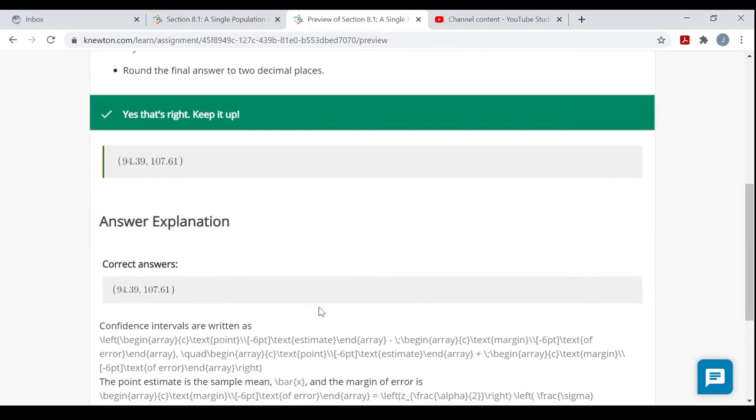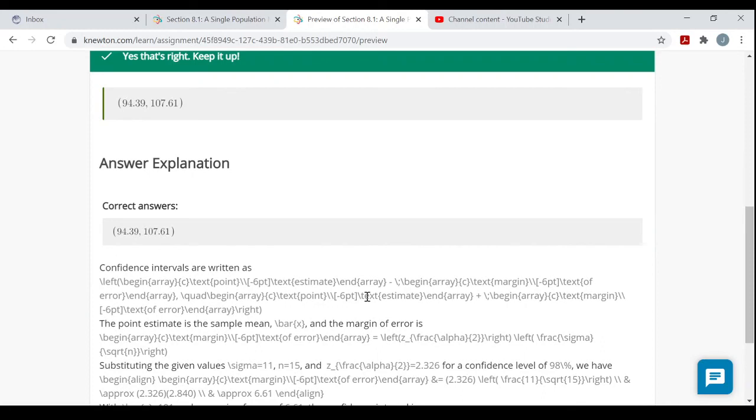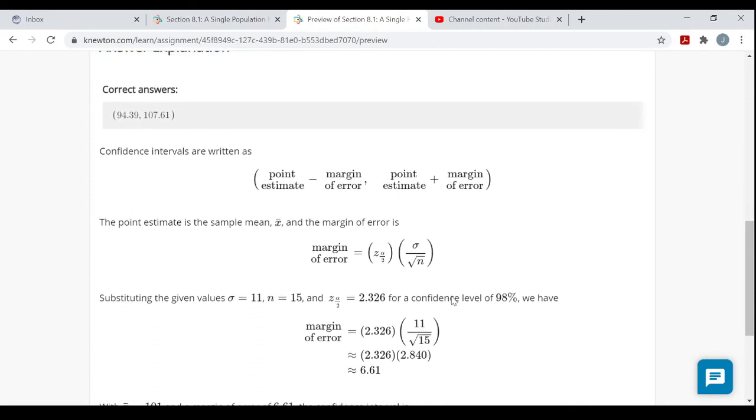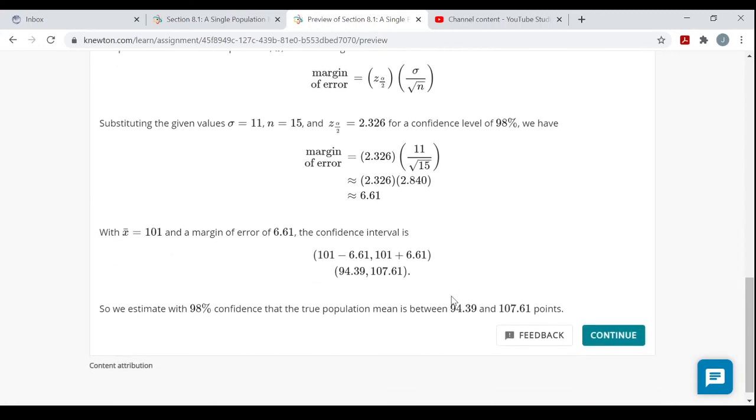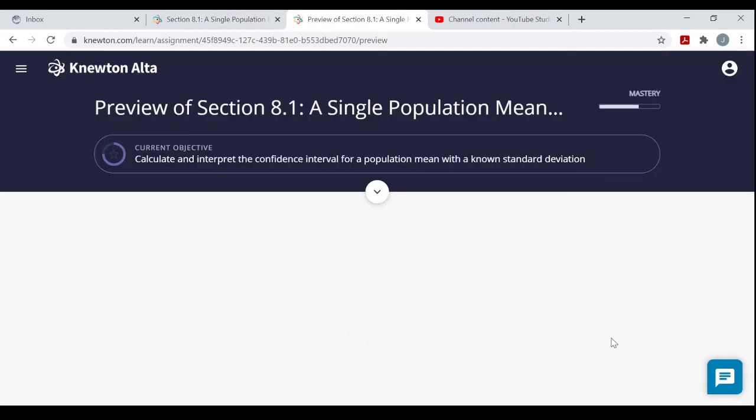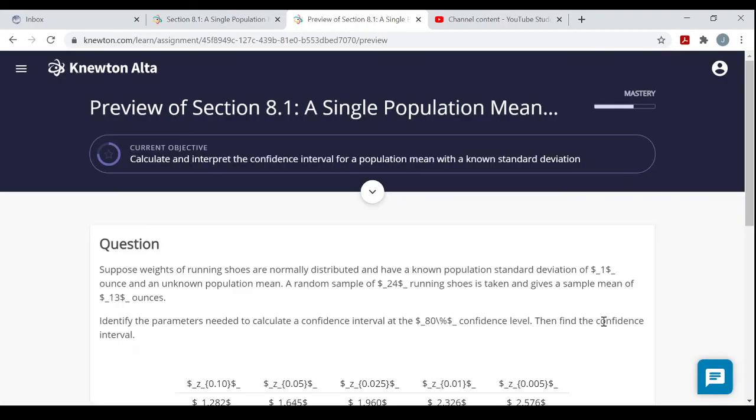Great. And again, read your answer explanations, whether you're right or wrong, especially if you're wrong, just to make sure you figure out where you went wrong. And I don't know if there's a second part here. No, there isn't. Okay. So, yeah, hopefully that helps with that kind of problem.